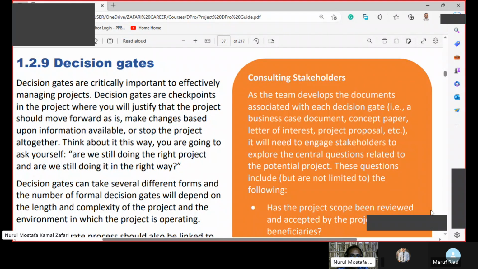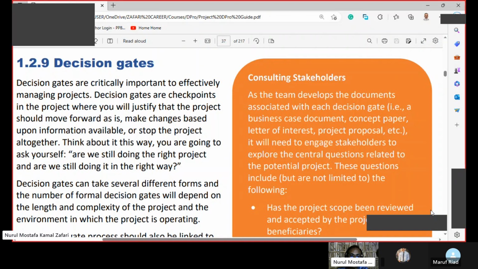Decision gates are critically important to effectively managing projects. Decision gates are checkpoints in the project where you will justify that the project should move forward as is, make changes based upon information available, or stop the project altogether. Think about it this way. You are going to ask yourself, are we still doing the right project, and are we still doing it in the right way?